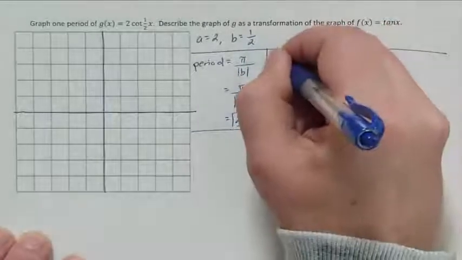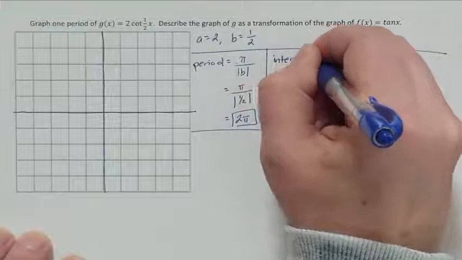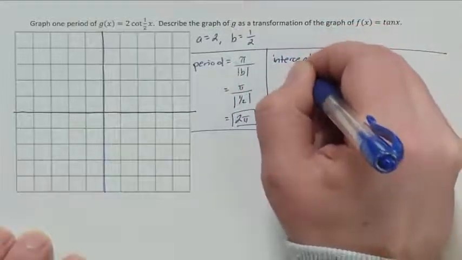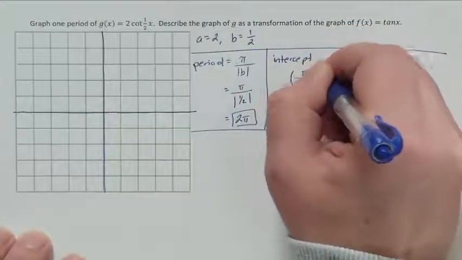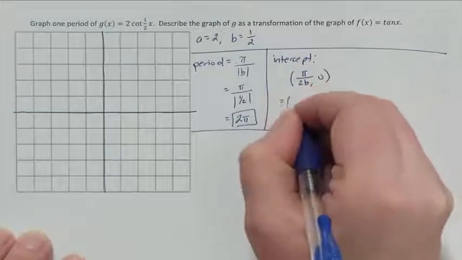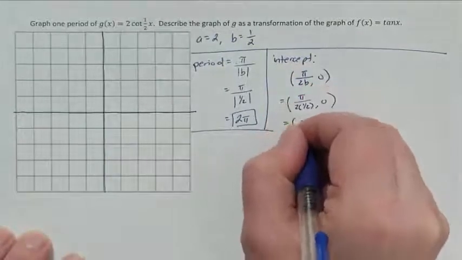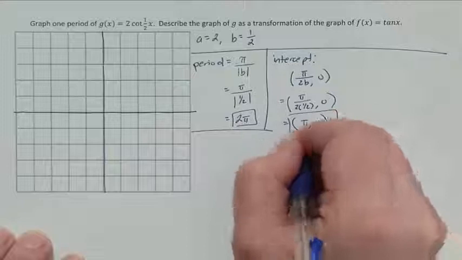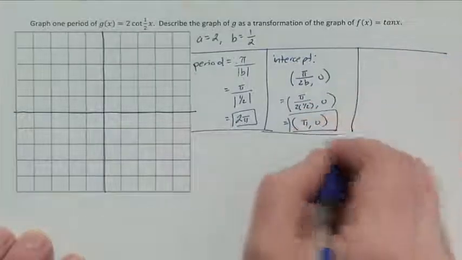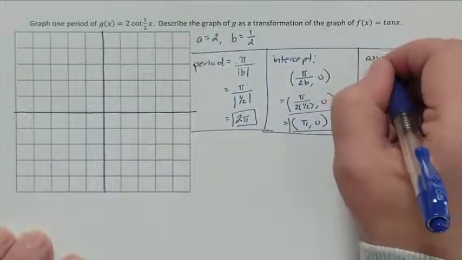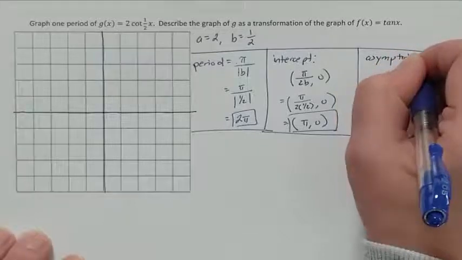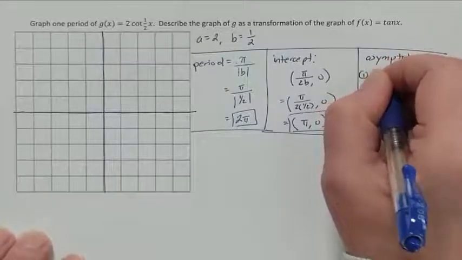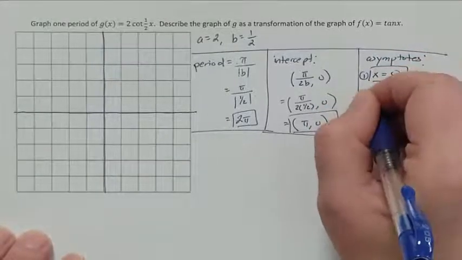Now I'm going to go ahead and look for my intercept. Intercept is also an equation. It's the equation pi all over 2b, 0, where b is a 1/2. So this simplifies down to pi, 0. This is my intercept. And the last thing I want to find in this first round is my asymptotes. X equals 0 is asymptote number 1.